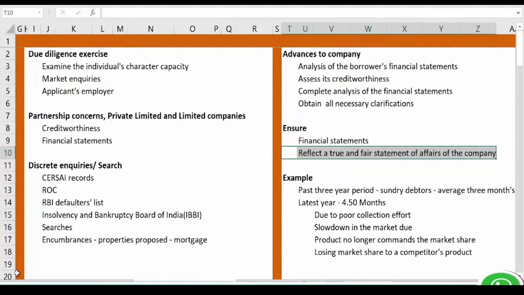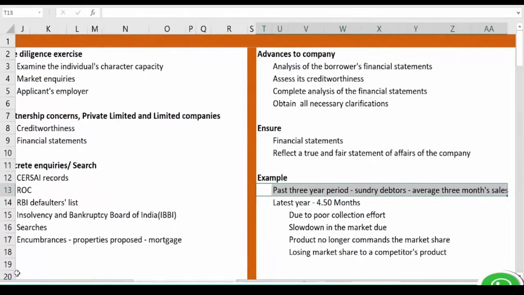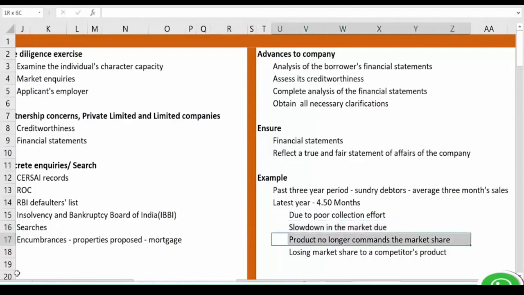If there are any aberrations, they have to be noticed and inquired into. Say for example, let's say the past 3-year period sundry debtors shows debtors is equal to average 3-month sales. That is, in the past 3 years debtors is equal to 3-month sales, but in the latest year it has jumped to 4.5 months. Then bank should inquire and understand why is that. Is it because of poor collection effort, or is it because market is slowing down, or is it because the product no longer commands the market share, there is no taker for the product, or is it because it is losing the market share to competitors' product.